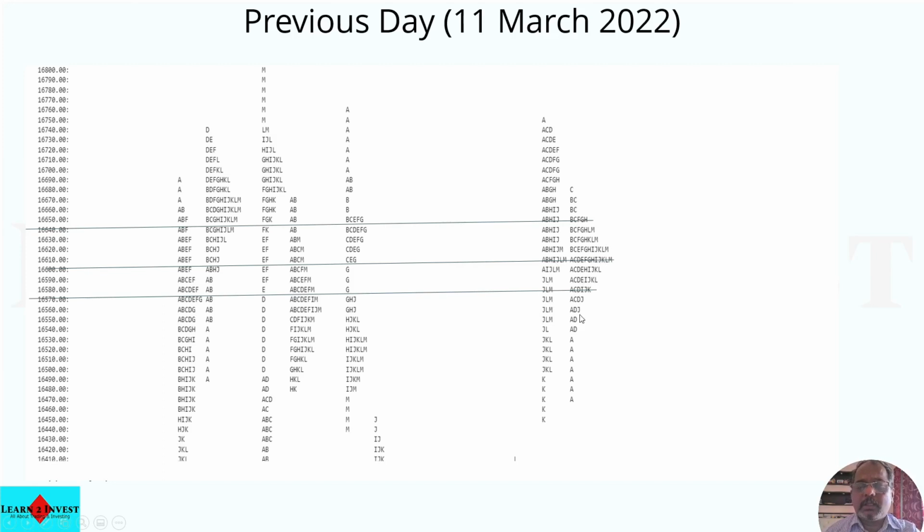So this was yesterday's profile, and looking at this, we expect the market to be a range-bound market which may not go beyond 16,750 and 16,440. That's a large range, but over the last few days with the high volatility, 200 to 300 points is a normal range for the day. So that is what we are expecting.